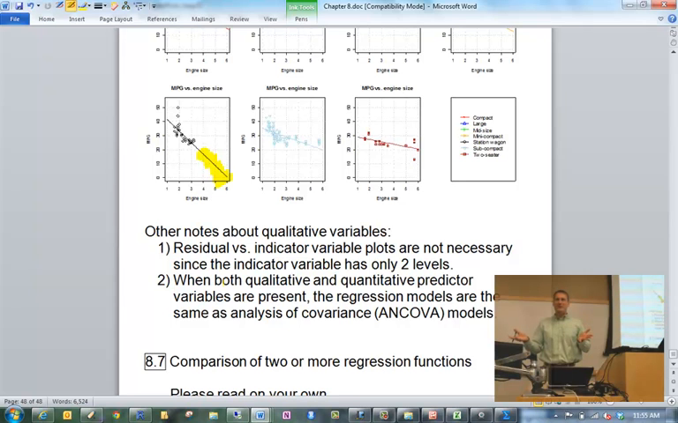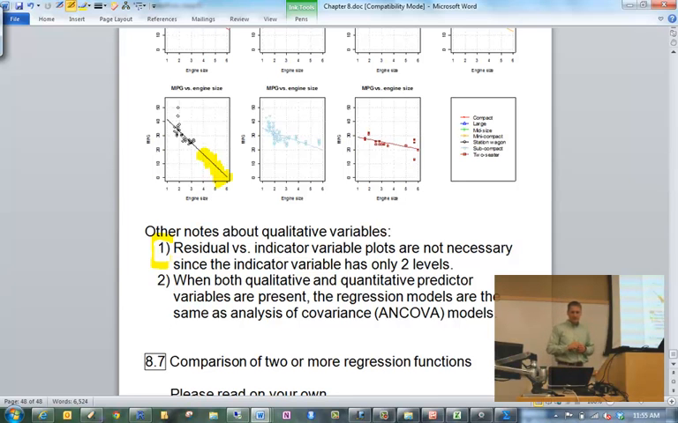No. Fortunately, I had one person respond. But no, because 0 squared is 0. 1 squared is 1. So no, it doesn't make sense to do transformations of those variables. So don't look at residual versus indicator variable plots.